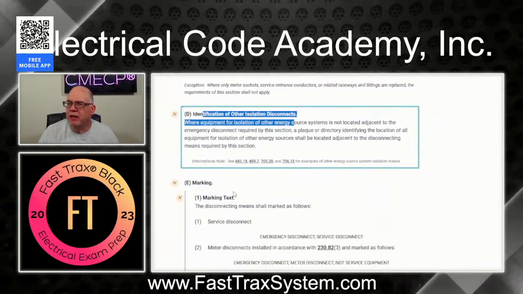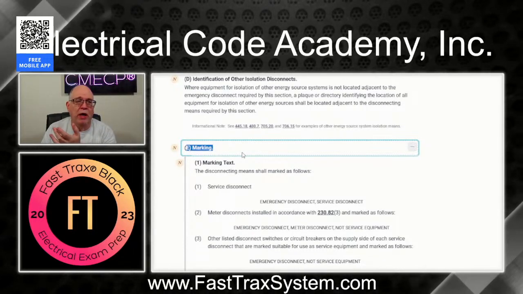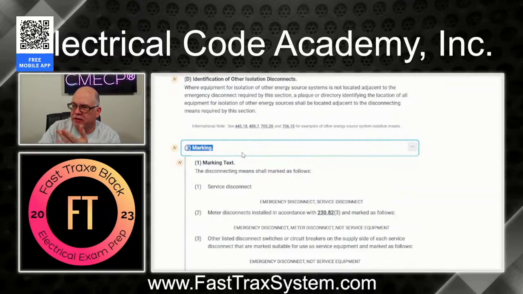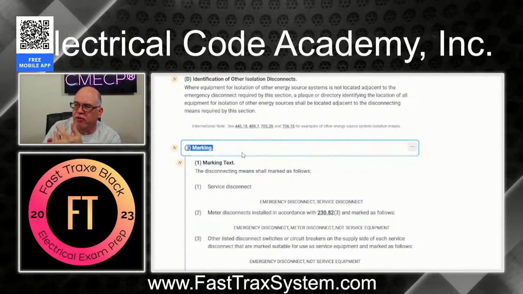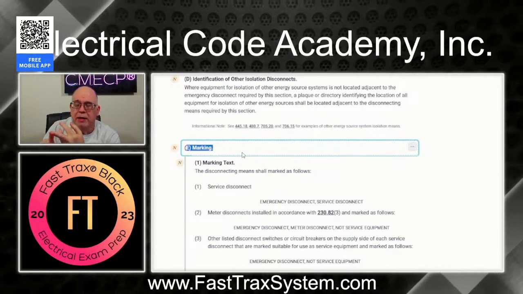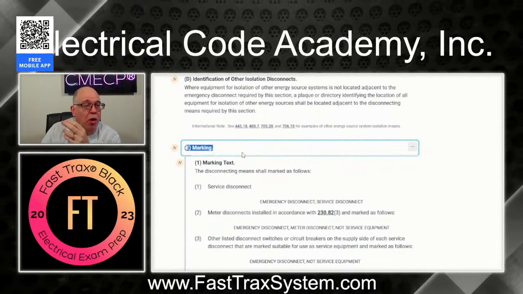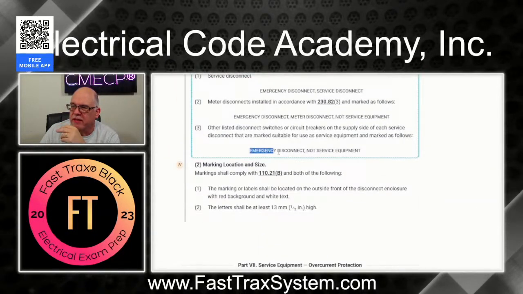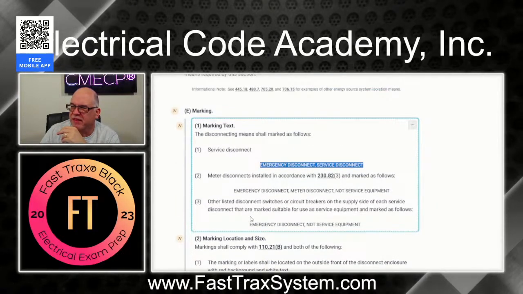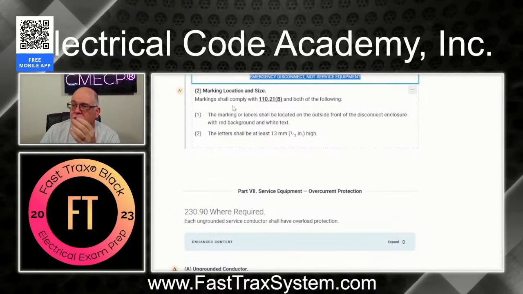Okay. And then of course we have the overall marking requirements. This is going to tell you, if it's a service disconnect, what you've got to put on it. If it's a meter disconnect, then here's what you've got to put on it. And if it's another listed disconnect, which we're going to look at, which is the costly method, but that is another option that you can have, it tells you what markings have to be on that as well. So here are your markings, depending on which one you're working with, right? And we also have the location where it's to be marked.